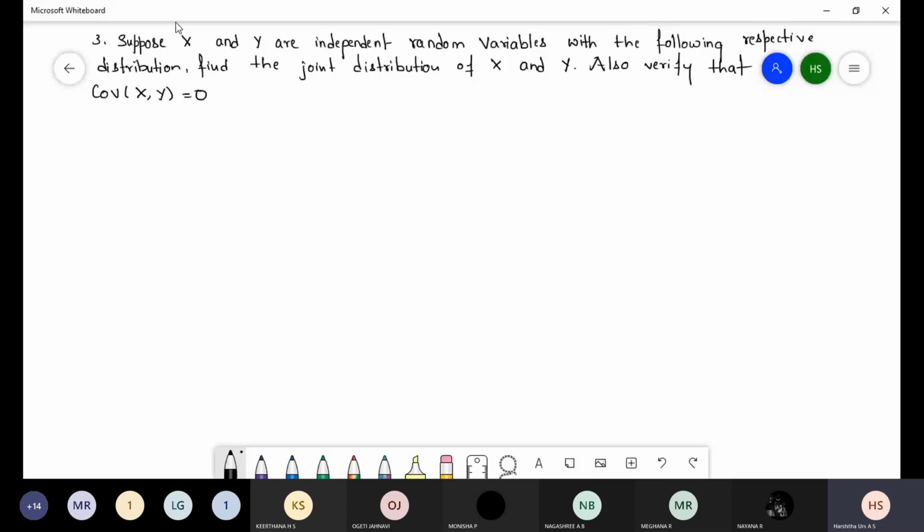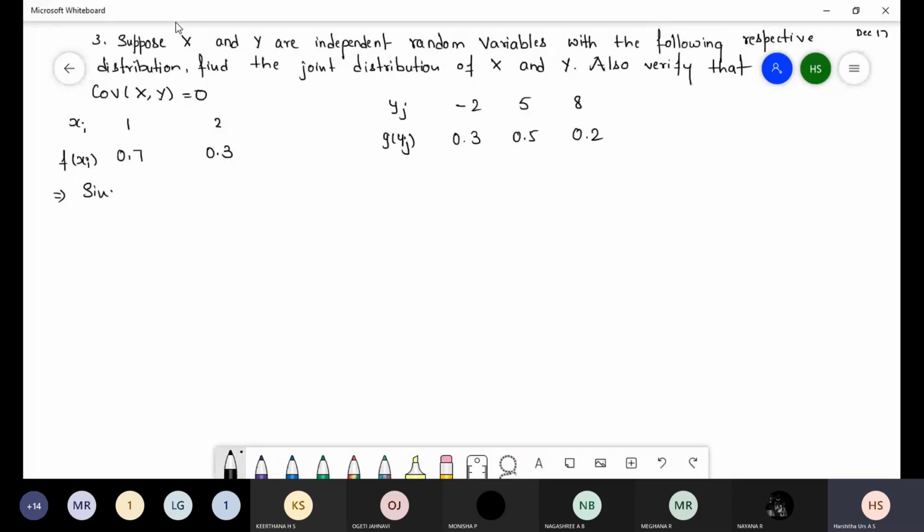Take down the year of the question, December 2017. Write the distribution: xi, f of xi: 1 to 0.7, 0.3; yj, g of yj: minus 2, 5, 8 with 0.3, 0.5, 0.2. This is the question. Now write the solution.